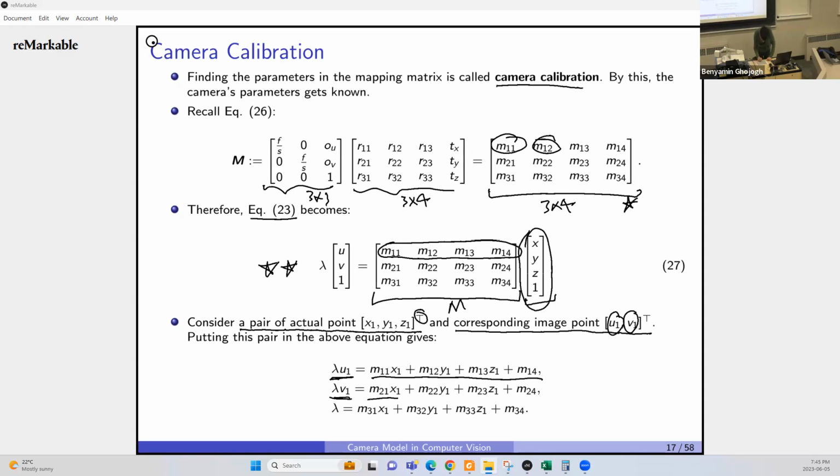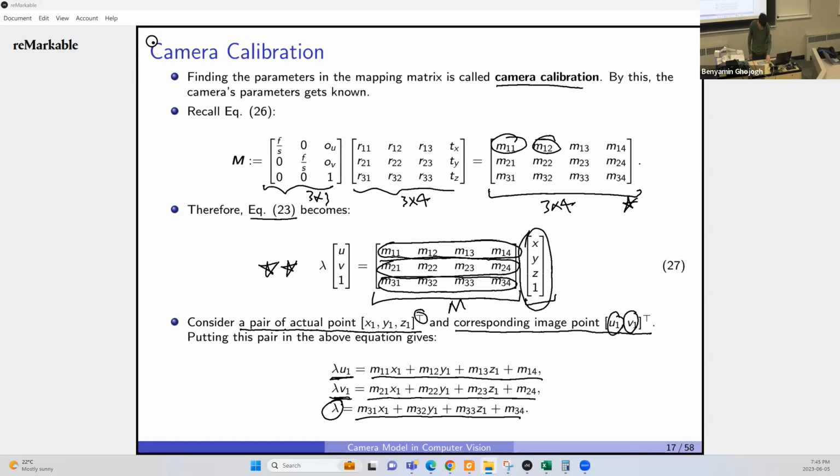Lambda v1 will have this second row times the column. Lambda equals this, the third row times the whole column. As you see here, lambda equals this. Okay, so using this now we can go back to Cartesian coordinates.